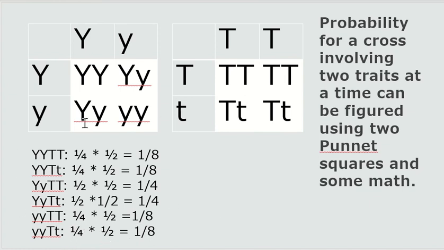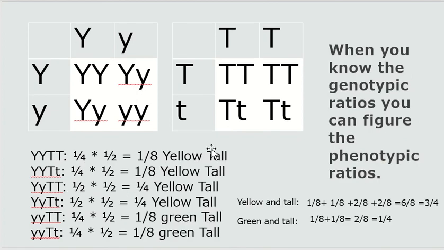These are our genotypic ratios. Remember, genotypic ratios, that's the ratio of the probabilities for these letters. The genotype is the letters. Now we have to figure out what the phenotypic ratios for this cross is.